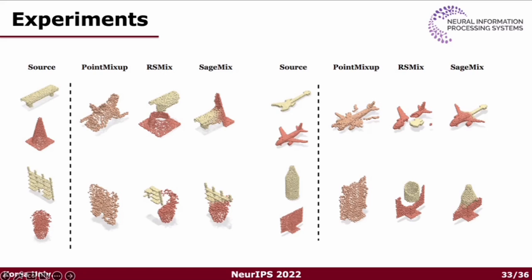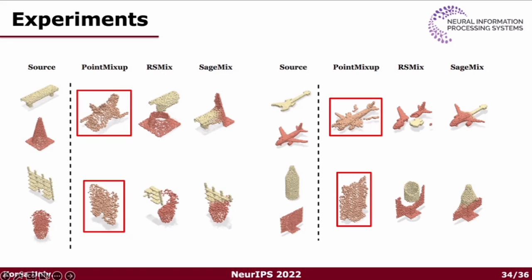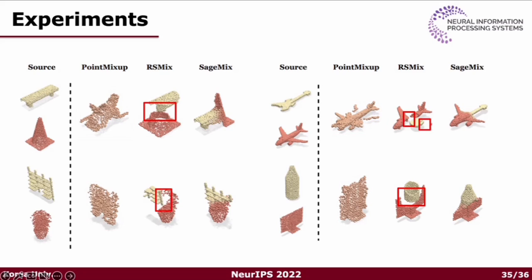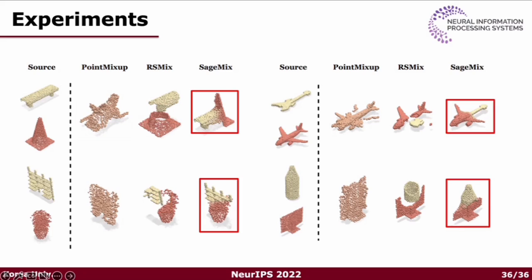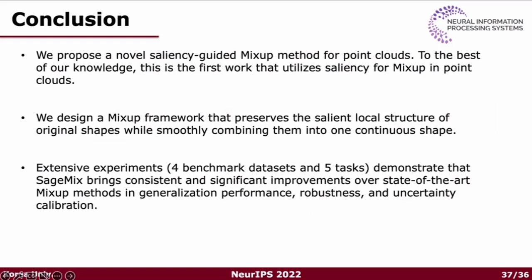We also qualitatively compare SageMix with previous methods. As we mentioned, PointMixup failed to preserve the structure, and RSMix generated discontinuous samples. But on the other hand, SageMix successfully preserved the local structure and kept the boundary continuous.